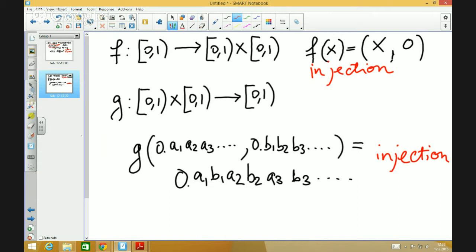So, by the Cantor-Schroeder-Bernstein theorem, there is a bijection between the 2 of them. We don't need to build it. We know it exists.